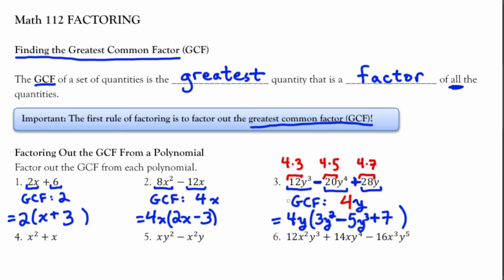This is it. 12y cubed minus 20y to the 4th plus 28y equals 4y times this quantity, 3y squared minus 5y cubed plus 7. To check our work, we could pick one of the terms, say 20y to the 4th, and make sure that 4y times 5y cubed equals 20y to the 4th. It does. 4 times 5 is 20, and y times y cubed is y to the 4th.